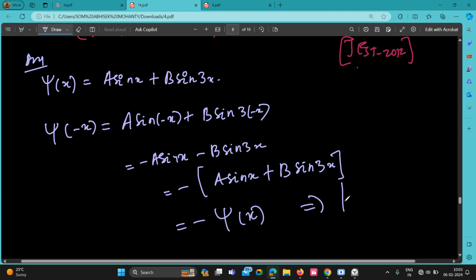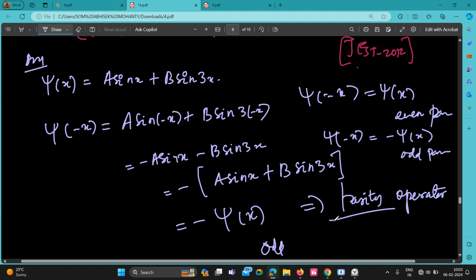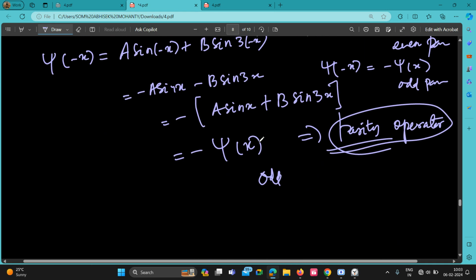That means it's called the parity operator. If psi minus x is equal to psi x, suppose this is your even parity. But here psi minus x is equal to minus psi x, this is your odd parity. So this is your parity operator. I hope you're clear with this. It's question number 7. Question number 8.